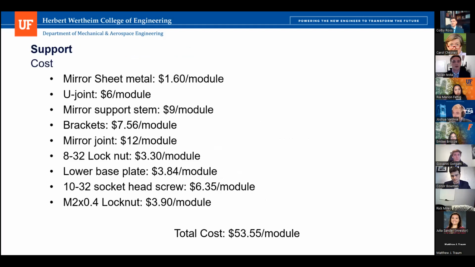And on the next slide, we have the cost. So there's the breakdown of all of the components as well as the fasteners that we need to make our support structure work. And it comes out to $53.55 per module.